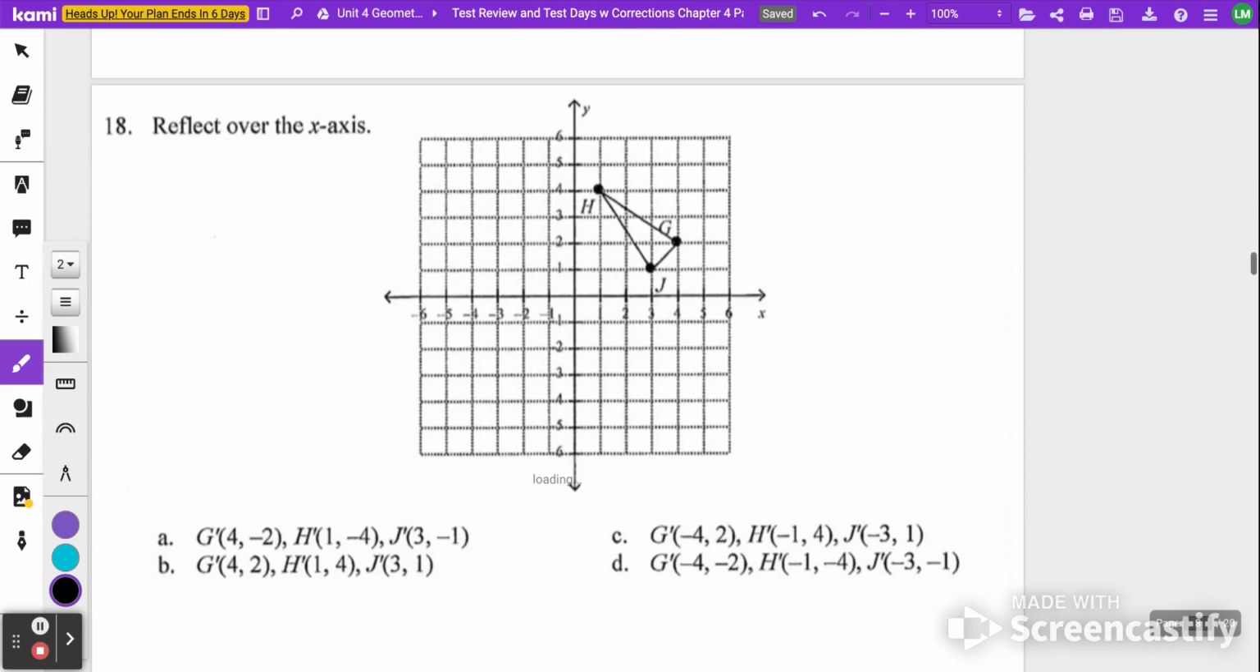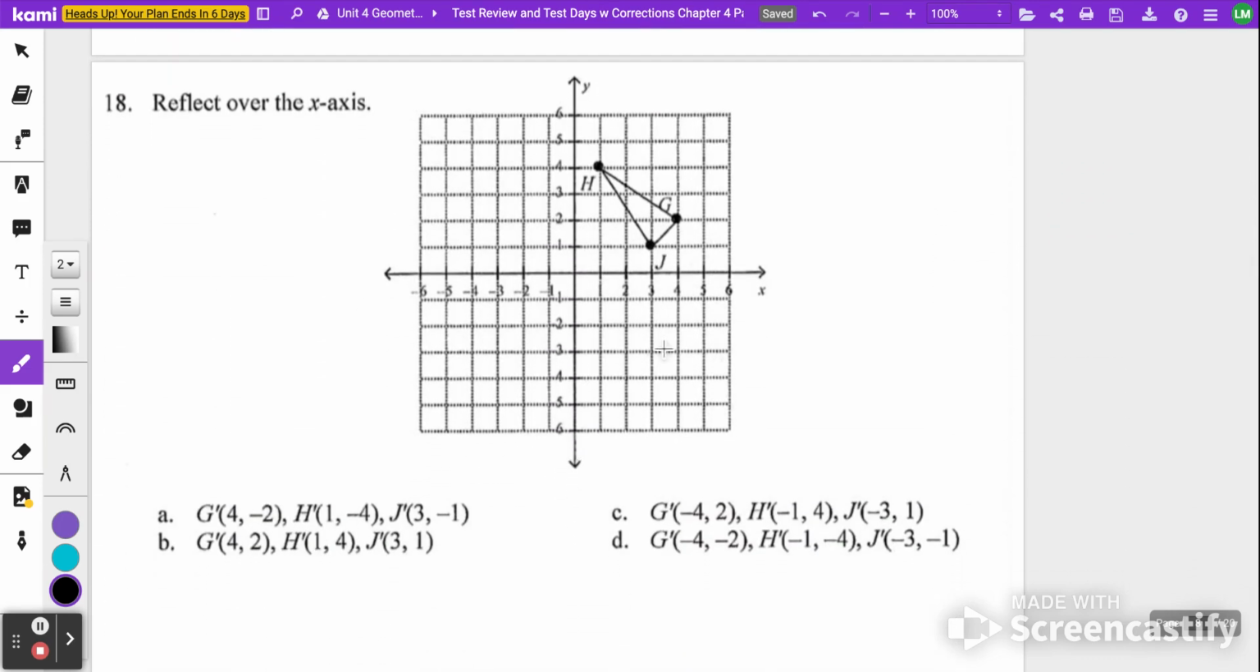Now let's see what happens for this one when we reflect over the x-axis. One thing you want to keep in mind is I would maybe draw your line over the line of reflection, which is the x-axis here. In order to reflect point J, I'm just going to count how many steps J is from the x-axis. It's only 1, so I go 1 step in the opposite direction. J prime is at 3, negative 1.